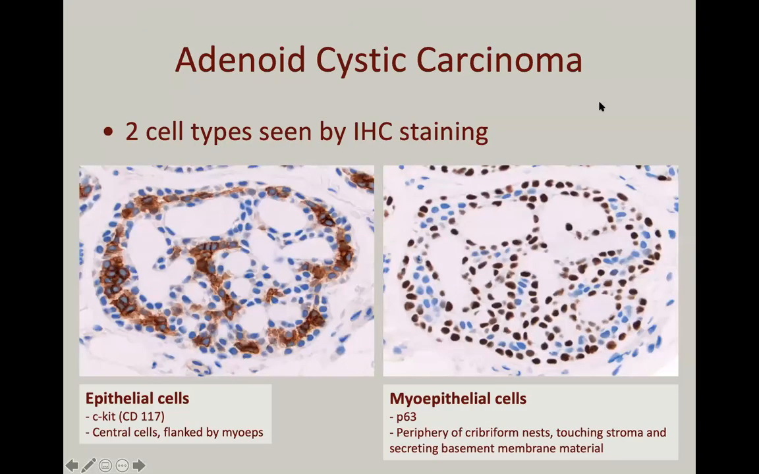You can prove in most of these cases that there are 2 cell types. You can see the myoepithelial cells kind of in the outer part of the sandwich, and the epithelial cells compressed between the myoeps, here staining with c-Kit or P63.